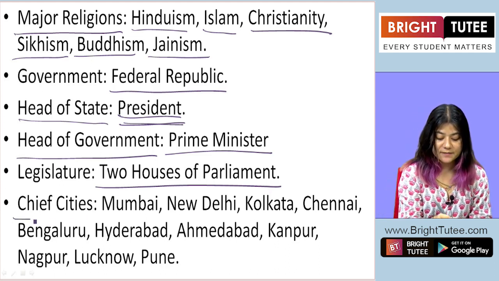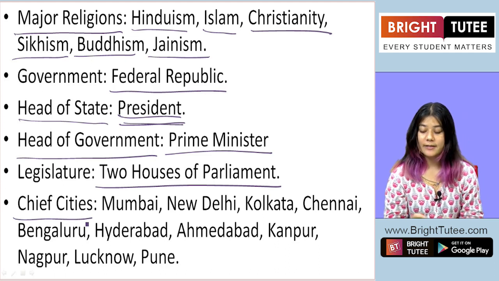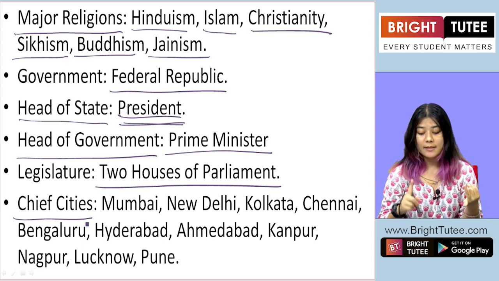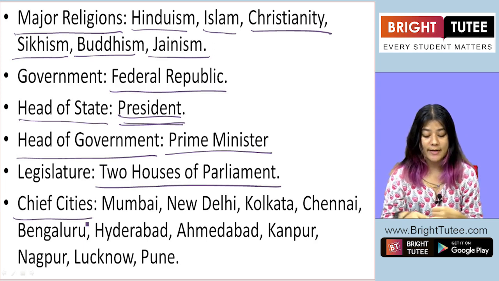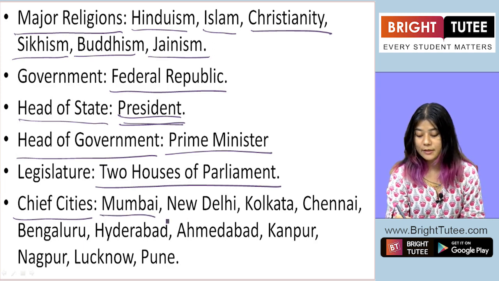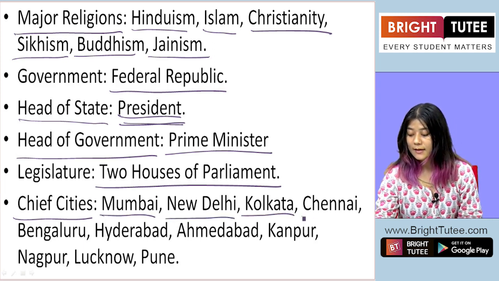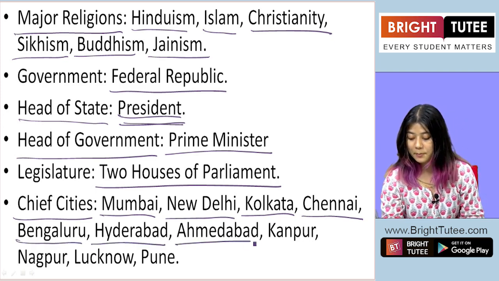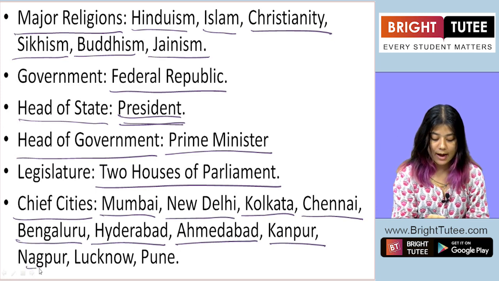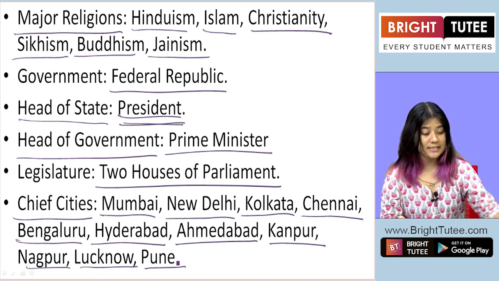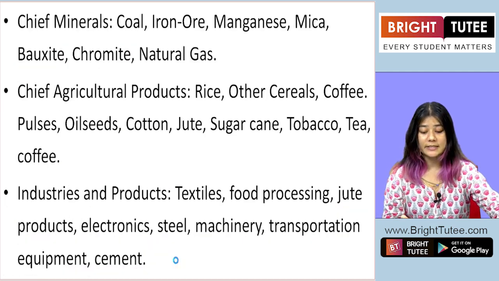Some of the chief cities in India, there are many chief cities. They are very important commercially, they are very important politically, alright. So let us look at some of them. They are Mumbai, New Delhi, Kolkata, Chennai, Bengaluru, Hyderabad, Ahmedabad, Kanpur, Nagpur, Lucknow and Pune. So these are some of the major and important cities in and across India.